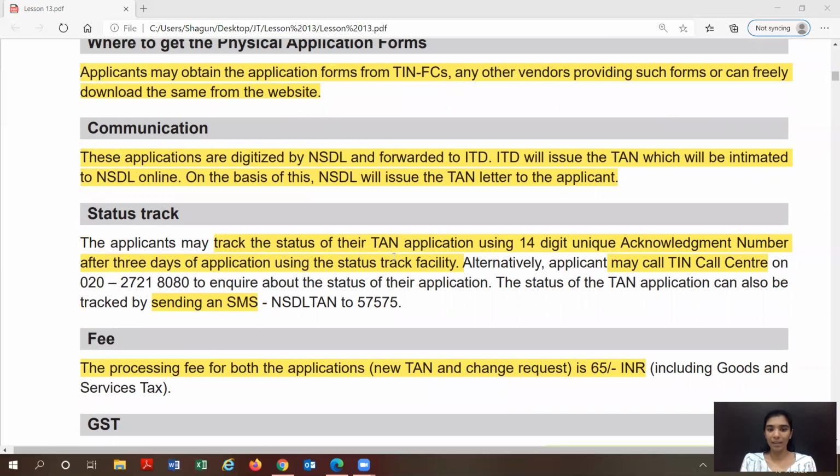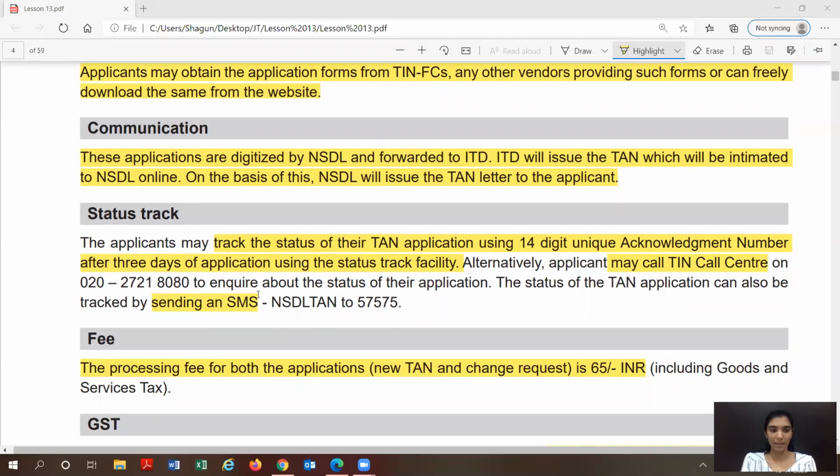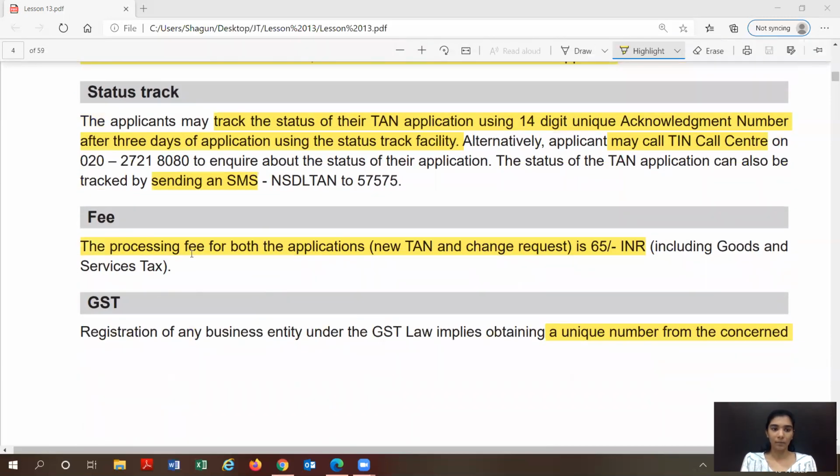You can also track the status of your TAN. You will get a 14-digit unique acknowledgement number. तो आपको वो acknowledgement number डाल के portal पे check कर सकते हो आपका TAN का status. Or else there is also facility for making call on the TIN call center, or you can send an SMS. The fees for processing the TAN application, मतलब new TAN or change in TAN, is ₹65, including GST charges.